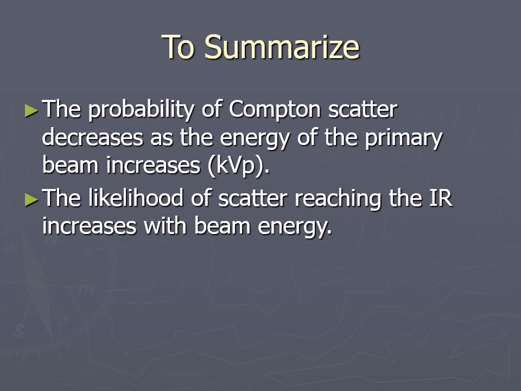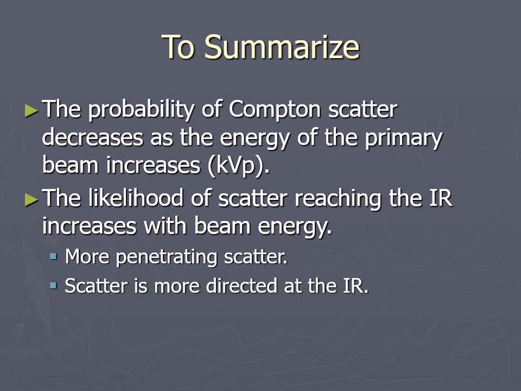Where things seem contradictory is the statement that high kV exposures will produce more fog on the image receptor due to an increased presence of scatter radiation. This situation results from the fact that high kV exposures produce a scatter photon that is 1, more likely to exit the patient, and 2, more likely to be directed towards the image receptor. This will end my presentation on the Compton effect.